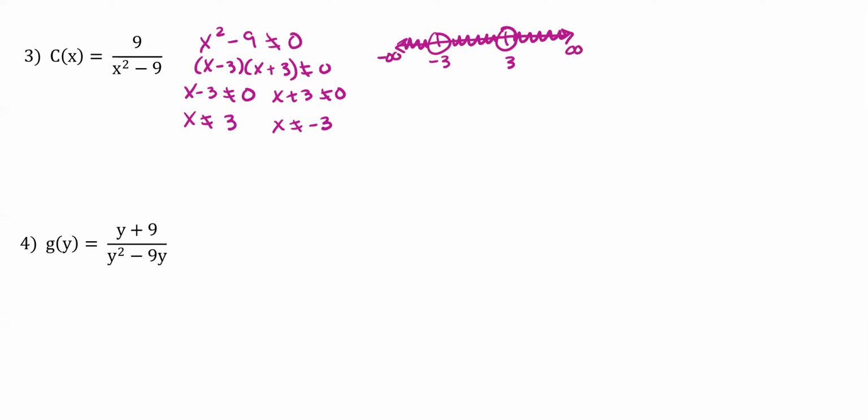So by drawing a number line, it helps me see the intervals. I can go from negative infinity to negative 3. It cannot include negative 3, but I have that space between negative 3 and 3. And then I cannot include 3, but I go all the way to infinity. So this is a 3-part interval notation.